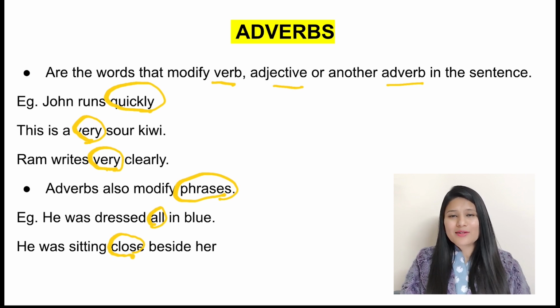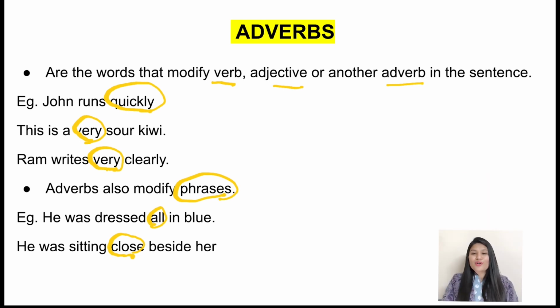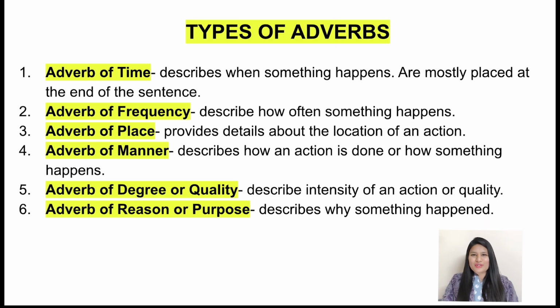In the second statement, he was sitting close beside her. Close modifies beside her. So here close is modifying or highlighting or detailing the part beside her. Now let's move forward towards types of adverbs. अब हम adverbs के types भी देख लेते हैं.